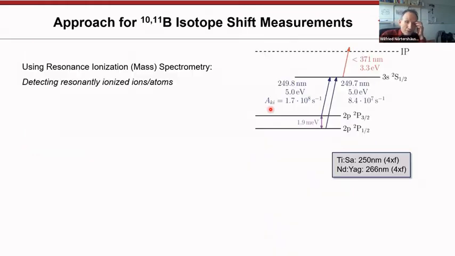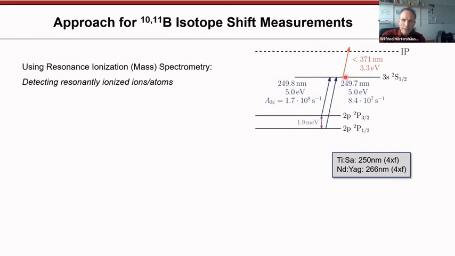Now let's have first a look at the boron 10/11 measurement, the differential charge radius with the so-called traditional approach. The transition that we have investigated here is the 2P to 3S transition in the boron atom, and it has been done by resonance ionization mass spectrometry.